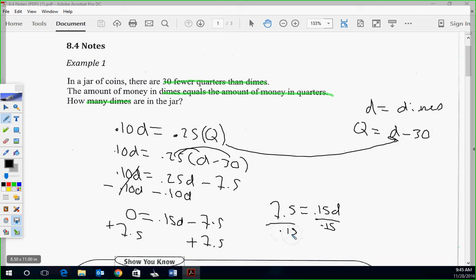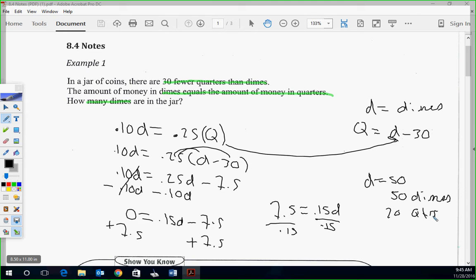Once you do that, according to my notes, you get D is 50. That means there were 50 dimes. So if there are 50 dimes, how many quarters were there? 20. What's a way we can verify that? You can do it in the equation, but you can also just do it out loud.